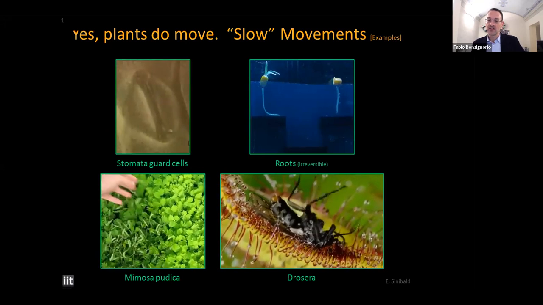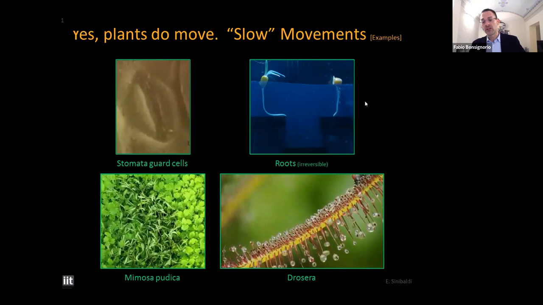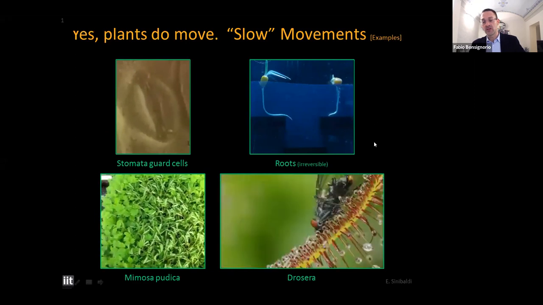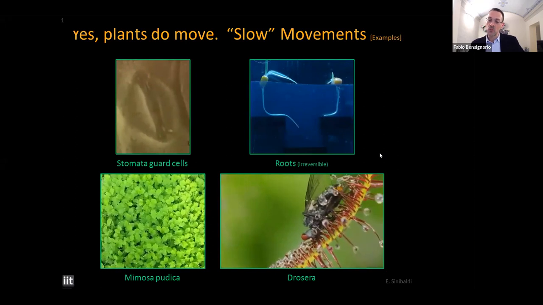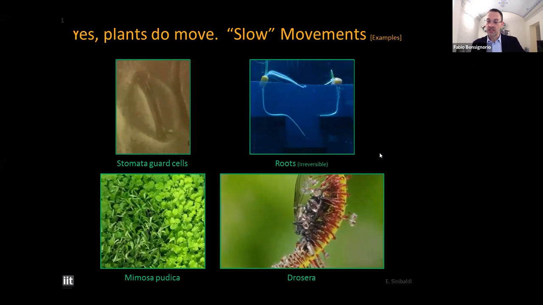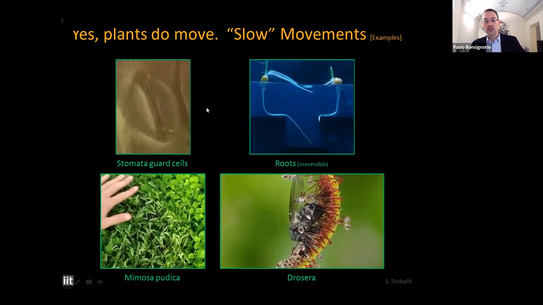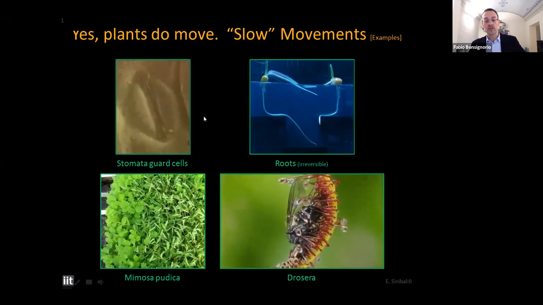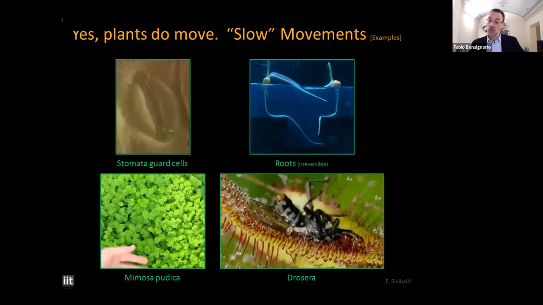Here you can see slow movements, just an example here. The only reversible example you can see is here, the root growth, which is very slow, occurring with speeds below 1 mm/h, just to give some reference, but it's variable depending on the environmental conditions. The other examples you can see here, the cyclic opening and closing of the stomata guard cells for leaf transpiration, occur over many hours.